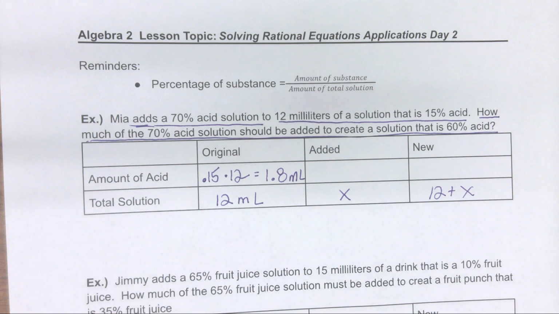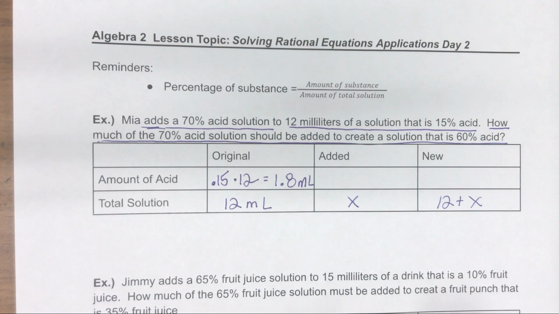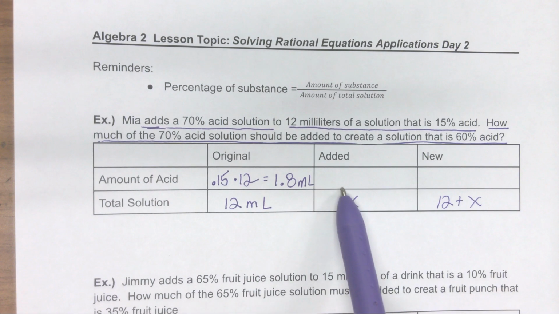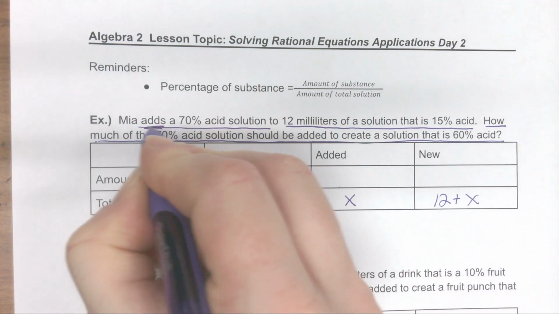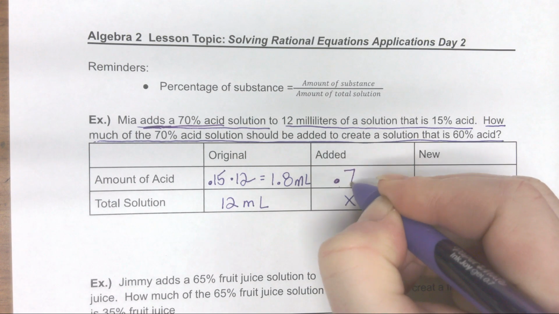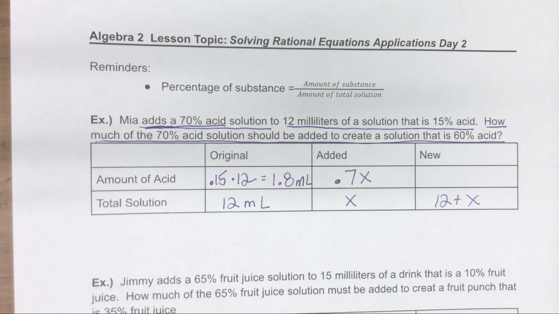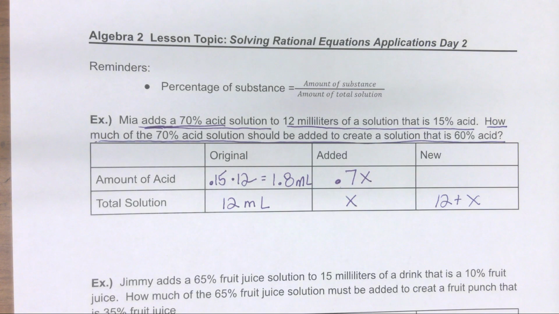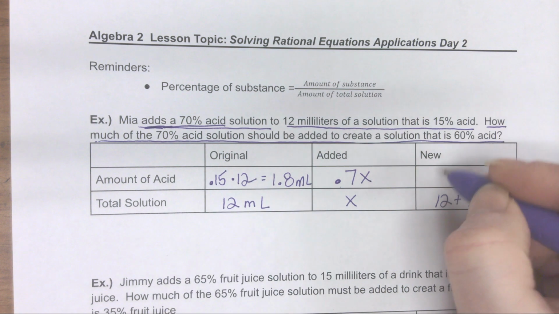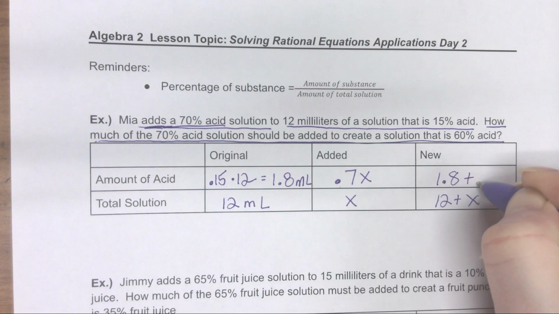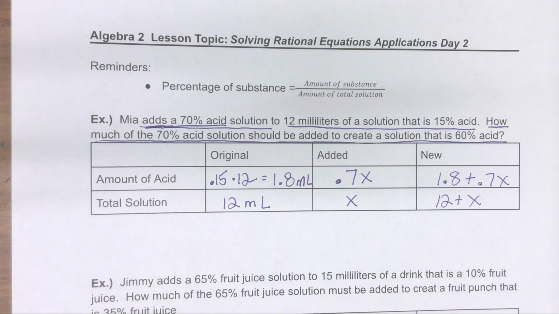Okay. All right, let's go back up to the amount of acid. Once again, this is going to be in terms of x. The thing I'm adding in, what percent acid is that one? 70%. So I'm going to write 0.7 times x, because whatever that amount is, 70% of it is acid. And now I'm going to write my new total. My new total is just going to be adding those two together. So I have 1.8 plus 0.7x. Do we have any questions so far?